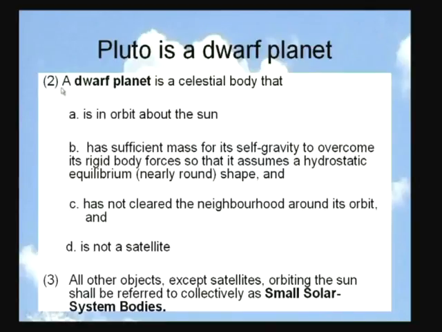So, what is a dwarf planet? A dwarf planet is a celestial body that (A) is in orbit about the sun, (B) has sufficient mass for self gravity to overcome the rigid body forces and assume roughly a hydrostatic equilibrium, a roughly spherical shape. So the self gravity of Pluto is adequate for it to assume a roughly spherical shape.